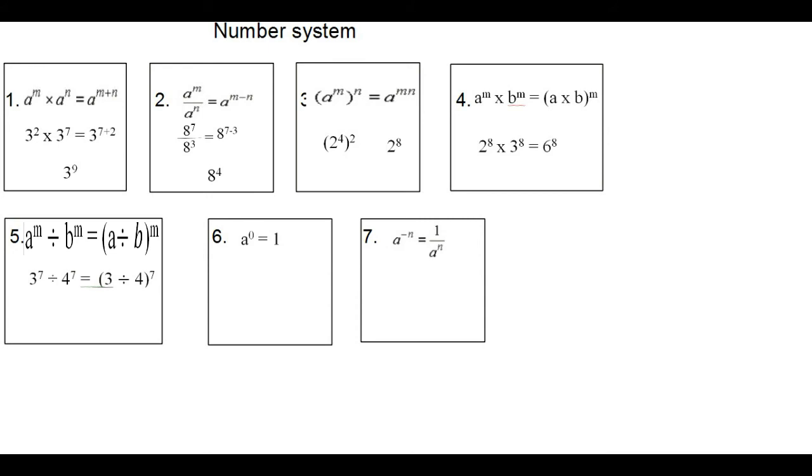Moving on to the next one, it is a power 0 is equal to 1. So any base raised to the power of 0 will always be equal to 1. For example, 12 to the power of 0 is equal to 1. It says a power minus n is equal to 1 by a power n. So whenever we have a negative power or negative exponent, it can be taken in the denominator with a positive value. For example, 3 power minus 5 can be equated as 1 by 3 power 5.